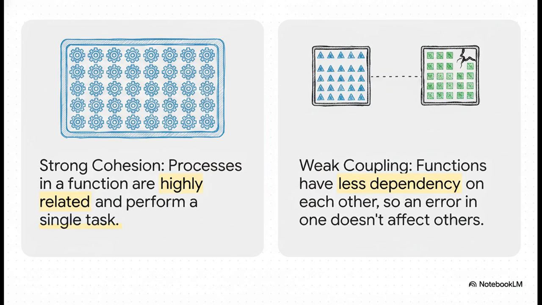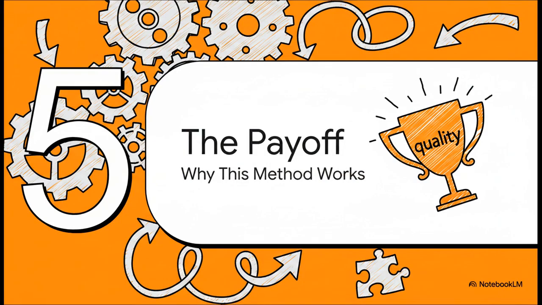It just means that everything inside one function should be highly related and focused on doing one single task. Think of a kitchen drawer that only has spoons. It's simple, and you know exactly what it's for. Weak coupling means that all your different functions are as independent from each other as possible. This is absolutely crucial. It's like having separate electrical circuits in your house. If one fuse blows, it doesn't plunge the entire house into darkness, right? The rest of the system just keeps on working. That's what you want.